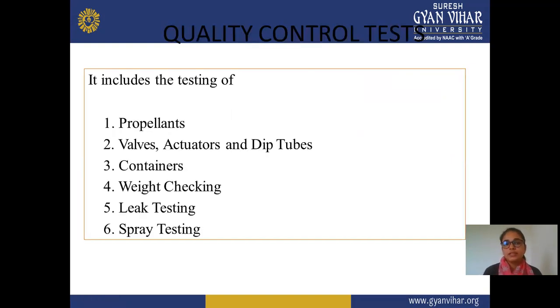After this, the quality control tests. Here we are not performing a single complete test, but we are required to perform different tests according to the different parts or according to the aerosol type. The propellant is the major gas or major ingredient in your aerosol. So we perform tests of the propellant, valve, actuator, and dip tube. They are also parts of your aerosol, so we can perform individual tests on the valve, actuator, and dip tube. Next is the container, the overall container test. Next is weight checking, to see whether the weight is okay according to your requirement or filling condition. We just confirm that weight.